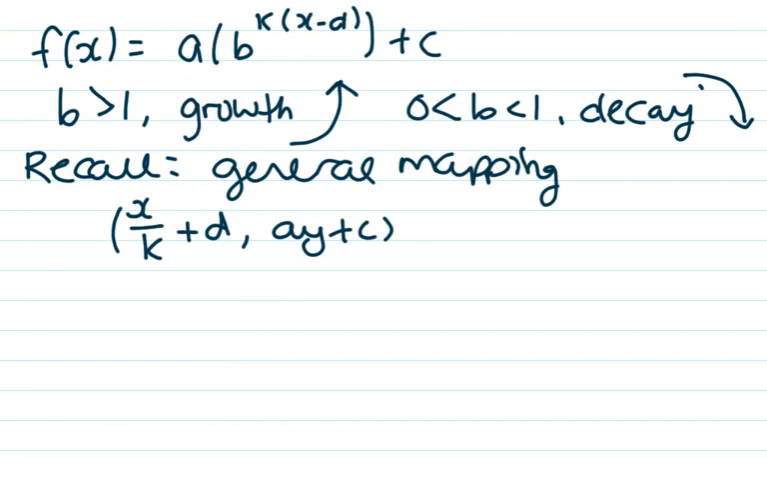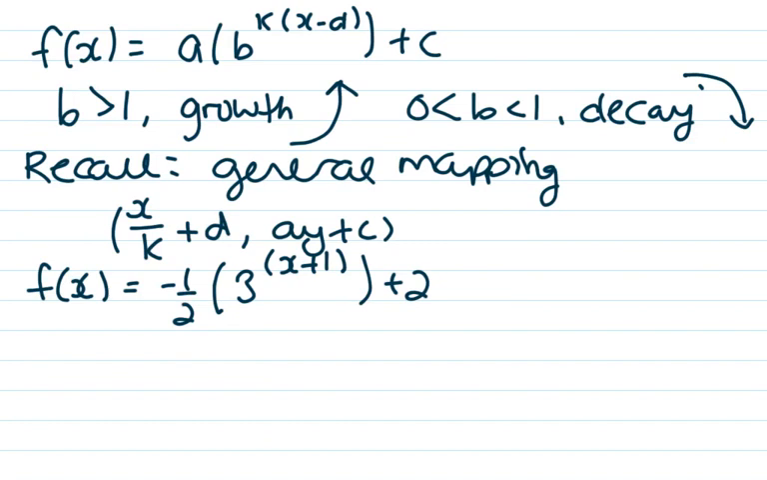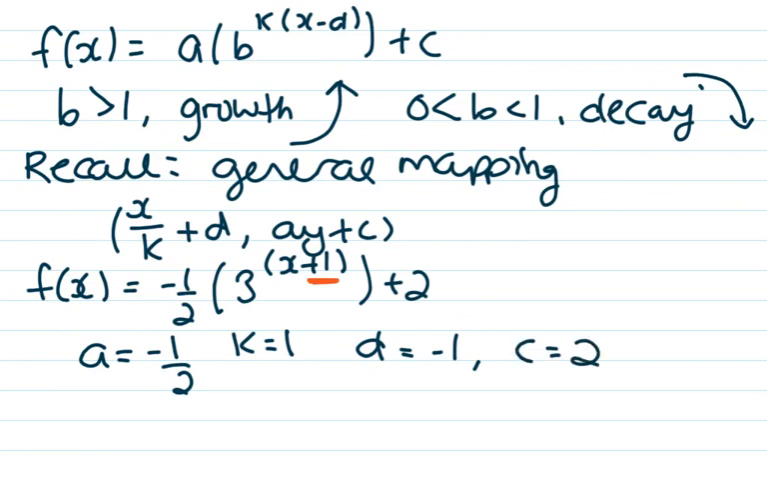If I have f of x equals negative 1/2 times 3 to the power of x plus 1, all plus 2, then my a value is negative 1/2. My k value is not there, which means it's 1. My d value is negative 1, because remember the original equation here is negative d. And my c value is 2. Since its base is 3, the parent function is f of x equals 3 to the power of x. And those are just the transformations that have happened to it.